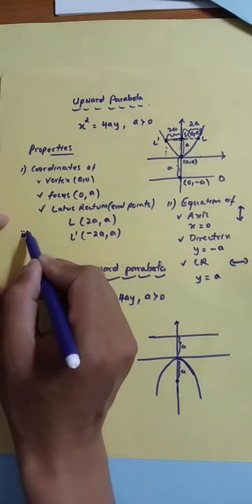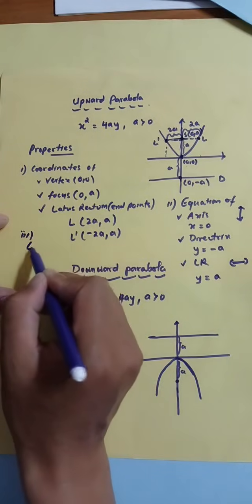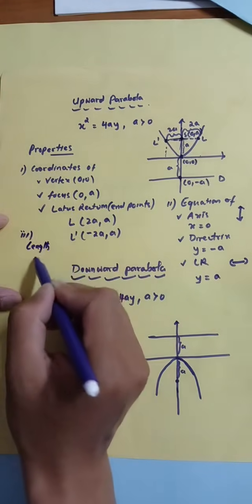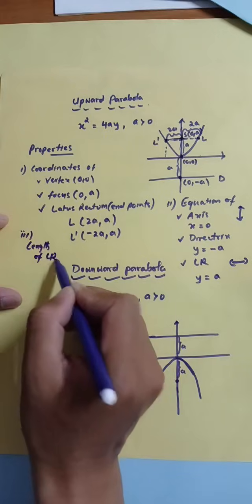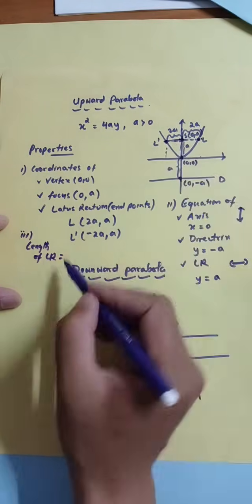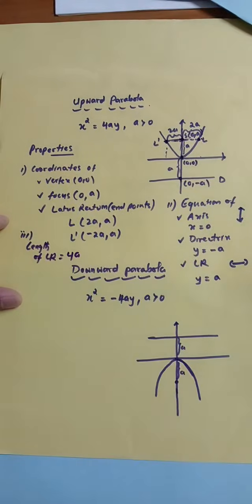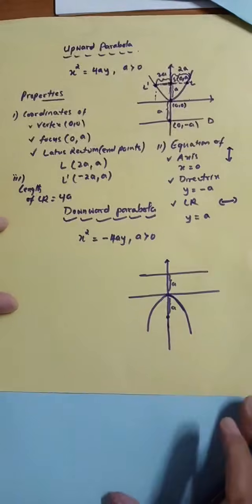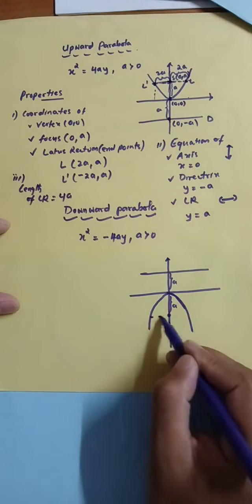The third one is the length. The length of the LR: 2a plus 2a will give you 4a. Now next, the parabola opening downward.